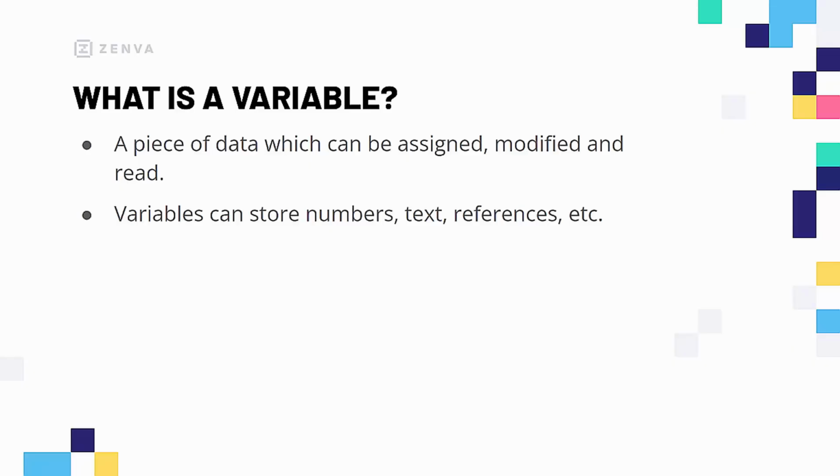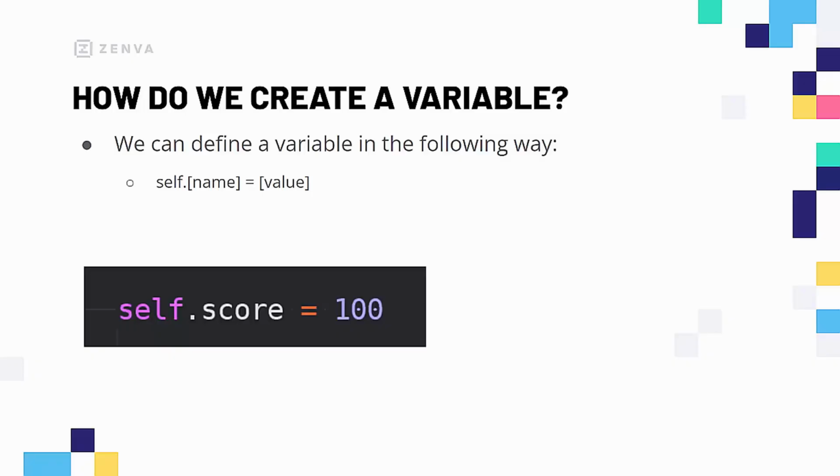Now, a variable can store a large number of different types of things, such as numbers, text, references to other components and other collections, other game objects, etc. There are many different types of things variables can store that we will be looking at. Now, how do we actually go about creating a variable? Well, it's done like this. We write down the keyword self, which is basically a reference to the current component that the script is attached to. Then we go dot, we give our variable a name, so we might want to call it score, we might want to call it damage, and then we give an equal sign and then a value to assign to that variable. Now let's have a look at how we can do this inside of our script.